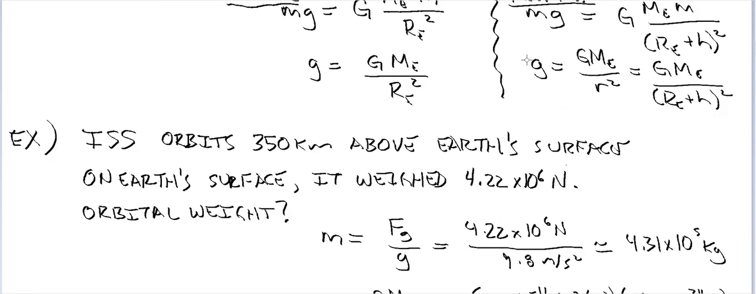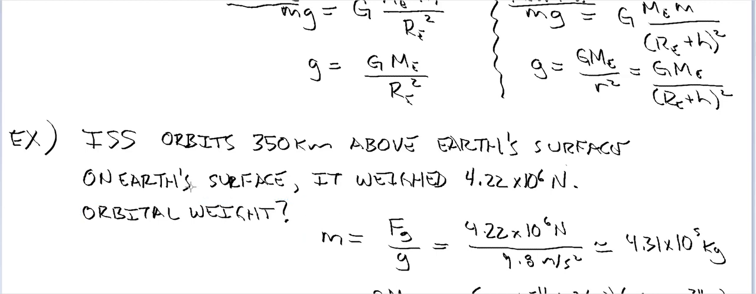So where might you actually notice this? Well, the International Space Station actually orbits about 350 kilometers, 350,000 meters above the Earth's surface. And I would tell you that on Earth, it weighed approximately 4.22 times 10 to the 6 newtons, so 4.22 meganewtons. I'd like to know what's its weight in orbit right now.